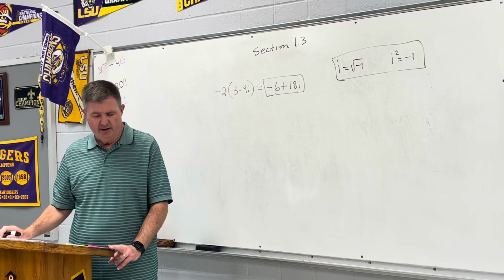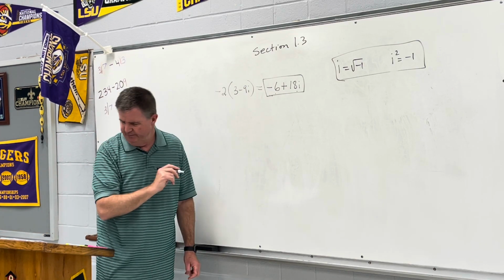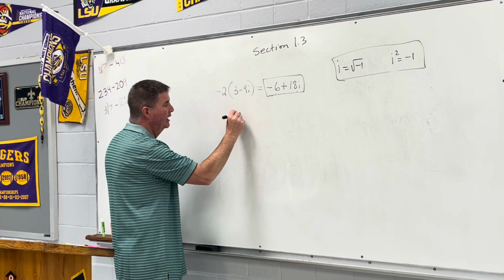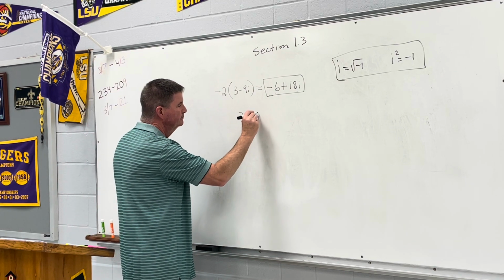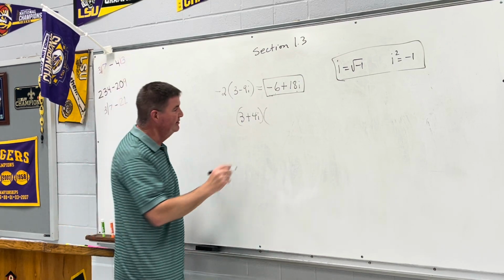Now, do they get a little harder? Yes, we can do a binomial times a binomial. For instance, 3 plus 4i times 2 plus 7i.